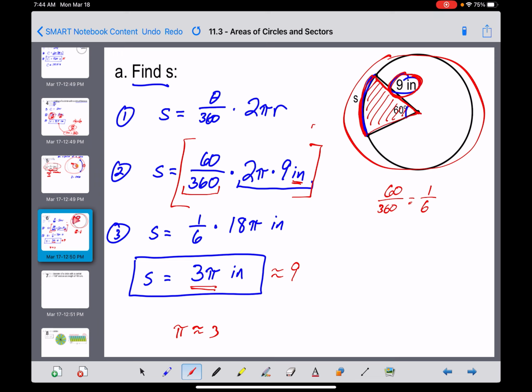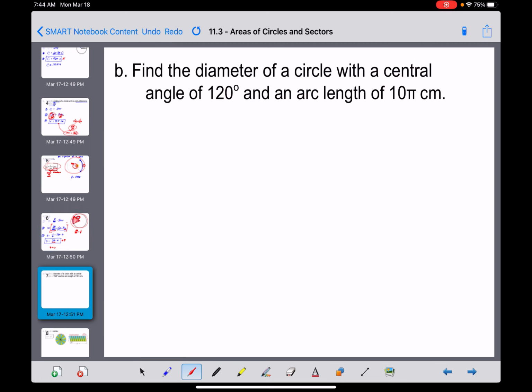Well, this kind of shape that I have there in red almost looks like the 3 sides could all be roughly the same length right there. So I think that answer makes a little bit of sense. Last problem on this video right here, guys. Find the diameter. We're looking for D now of a circle with a central angle of 120 degrees and an arc length of 10 pi centimeters.